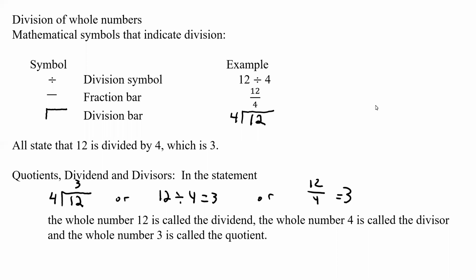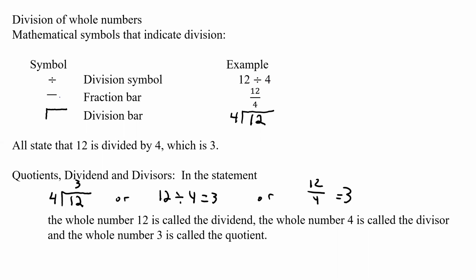All right, so what about division of whole numbers? Well, the mathematical symbols that indicate division are as follows. We have the division symbol, the typical one we see if you're writing in a book left to right. And so it looks something like 12 ÷ 4.